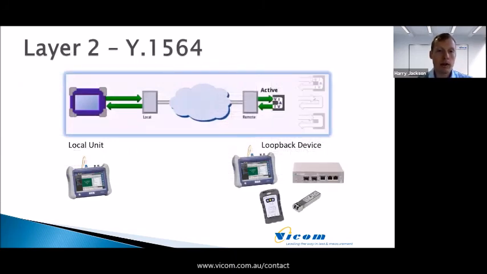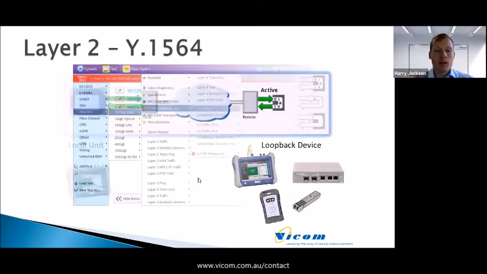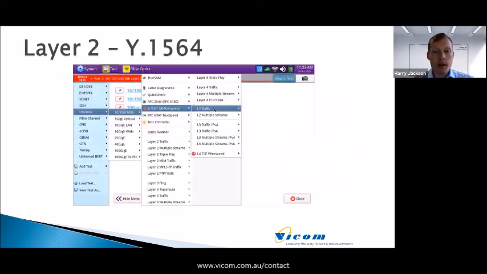Now we'll jump onto layer 2, Y.1564. Similar physical setup in terms of you require a local unit and a loopback device, so I won't go over that again. Once again, we jump into our 5800, and in our menu screen, we're back in the Ethernet menu, once again choosing our speed, this time in Y.1564. And we can see here that we've got layer 2 or layer 3 options. Once again, layer 2 for single stream, so single service activation, which we'll go through today just because it's a little bit quicker. Or you could go into multiple streams, which is just below.